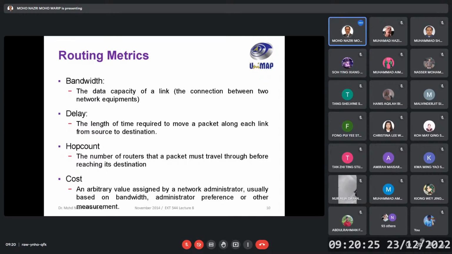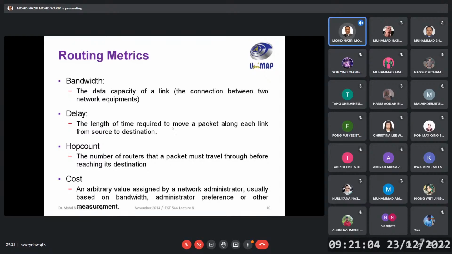Routing metric. What is a routing metric? Routing metrics typically depend on four to six factors, but here I mention the common ones. Number one, bandwidth: the data capacity or data rate of a link, which is the connection between two network equipment. Same terminology. And then the second is delay.